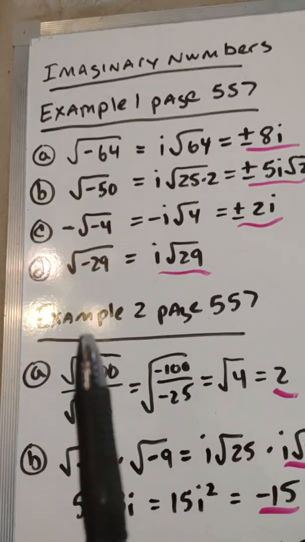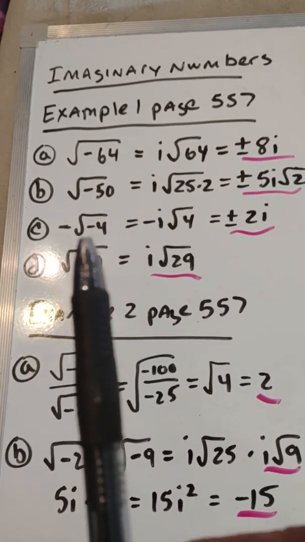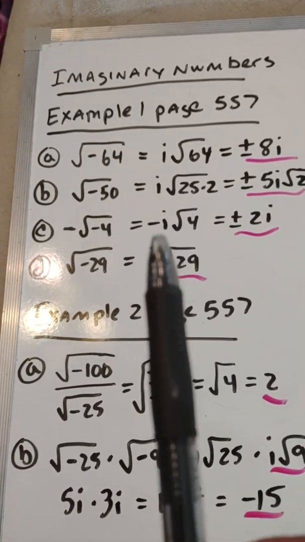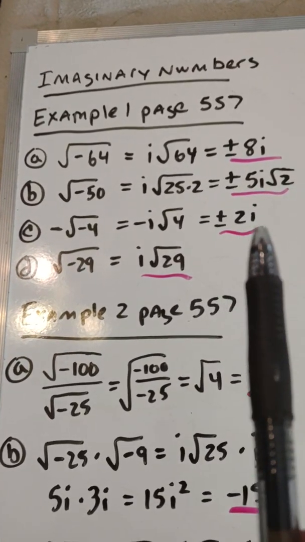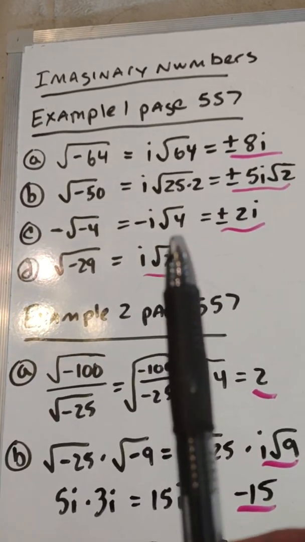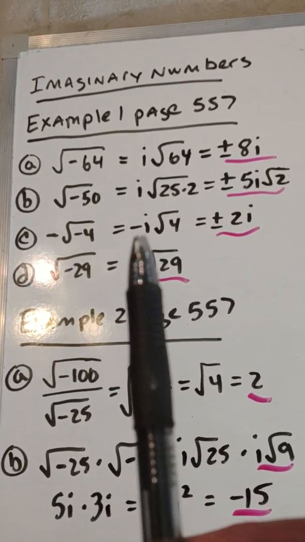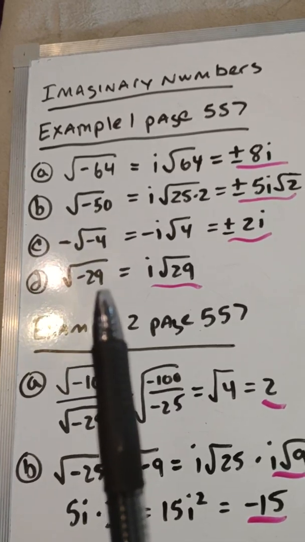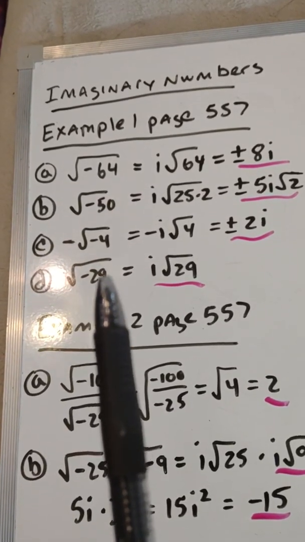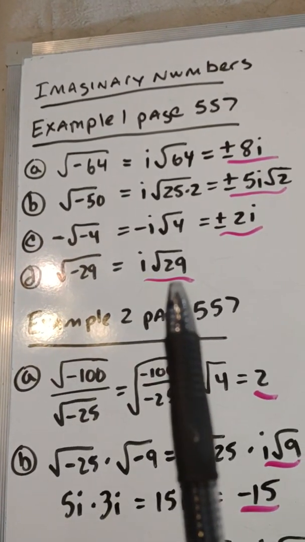In this one here we have a negative, square root of negative 4, so the first thing we do is bring the i out. Square root of 4 is 2, so it still becomes plus or minus 2i. If you were looking for the principal one, this would be negative 2i only. This one here, there's no perfect square that goes into 29, so we just bring the i out and it becomes i square root of 29.